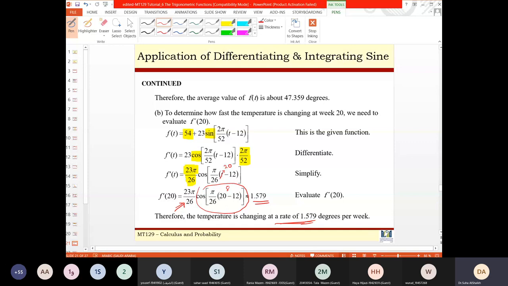Is it clear? How we find the derivative, you mean? I can do it.